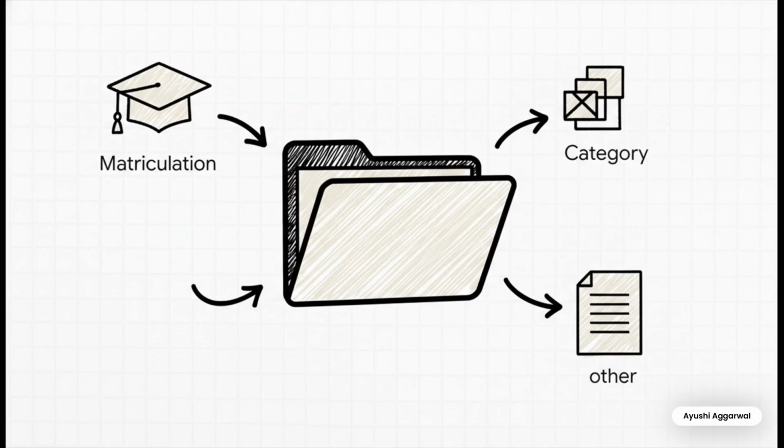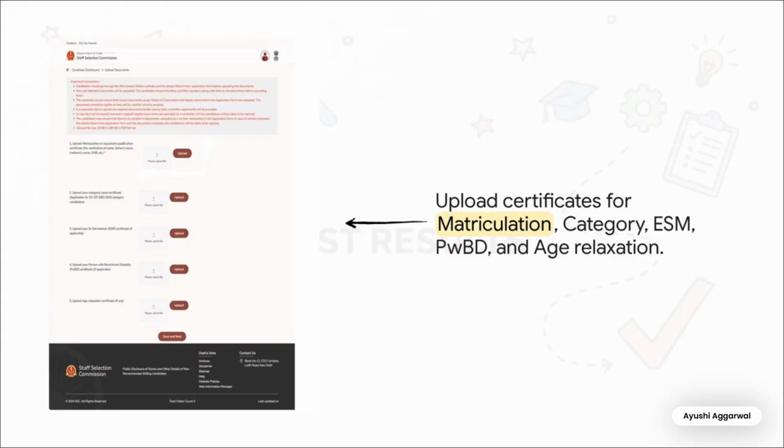The first thing you need to do here is upload your common documents. These are the ones required for all the posts. On this page, you'll upload your matriculation certificate, your category certificate like SC, ST, or OBC, and, if it applies to you, your ex-serviceman or PWBD certificate. If you've claimed age relaxation, that certificate goes here too. Before you upload anything, please make sure you carefully read the instructions given at the top of the page.